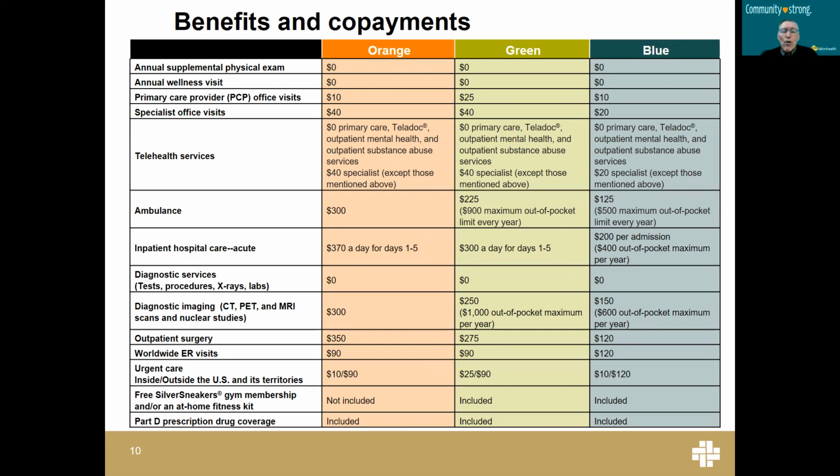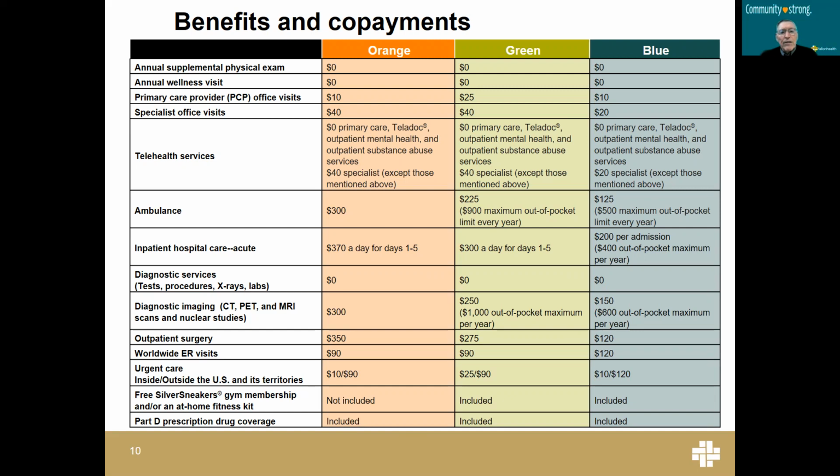I would like to point out that any procedures that are done while you are hospitalized are covered under the per day hospital charges. There are no additional charges for things like MRIs or CAT scans you may receive while a hospital patient. Next is the outpatient surgery. $275 for that procedure. Worldwide emergency visits are at $90.